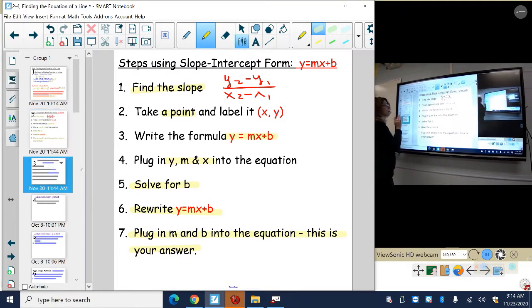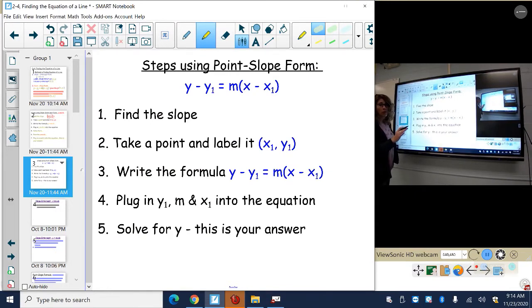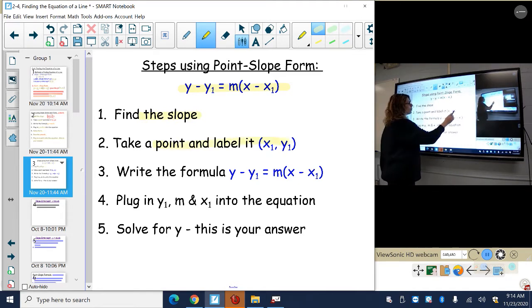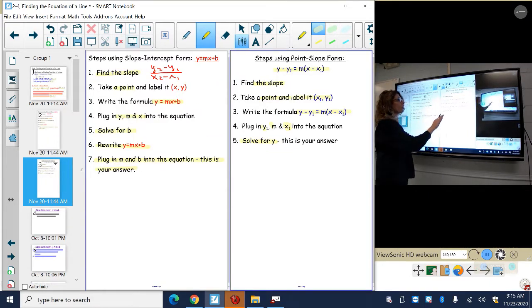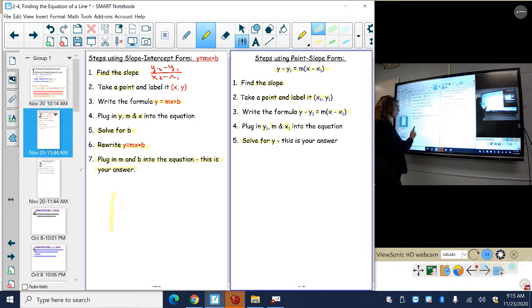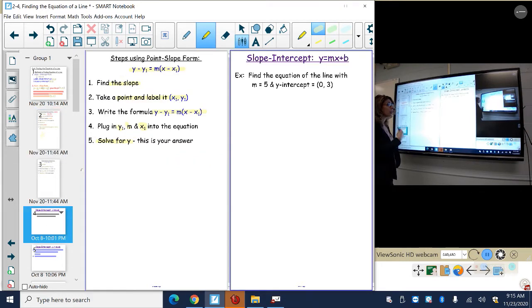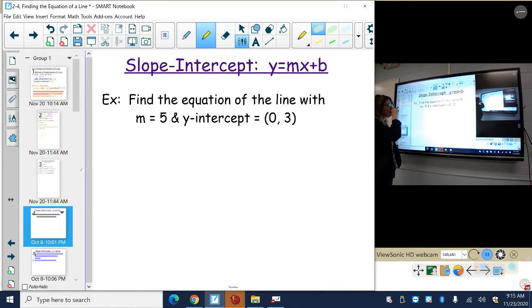Okay? The steps for using this point slope formula is going to be writing this formula down. You still have to find the slope, and this time you're going to label your point x1, y1, and you're going to write this formula, and you're going to plug in y1, m, and x1, and then you're going to solve for y. So the steps are just a little bit easier for the point slope form than what it is for mx plus b, but most students prefer this method over the other one. But it just really does depend upon you. So we're going to do them both ways so that your brain understands this.